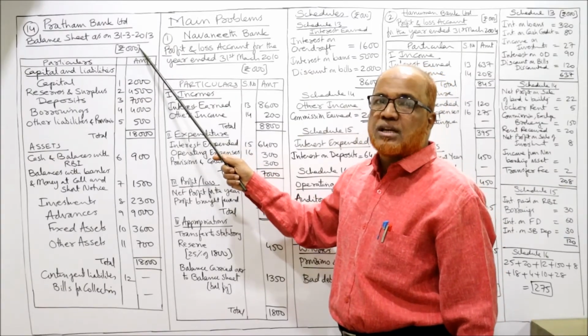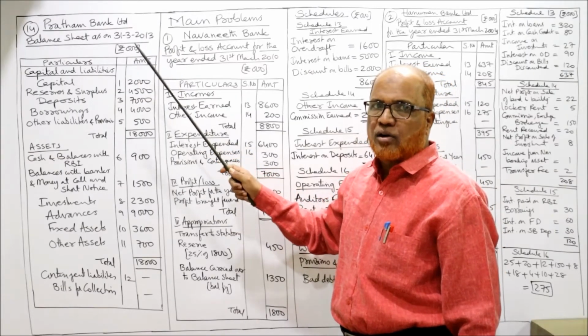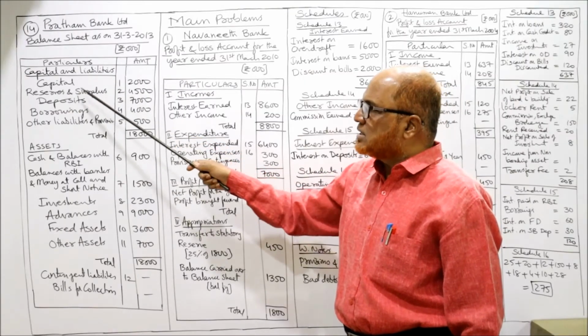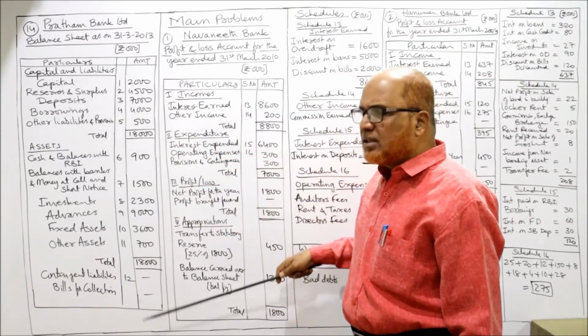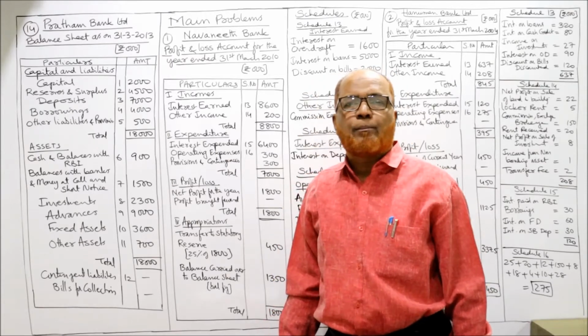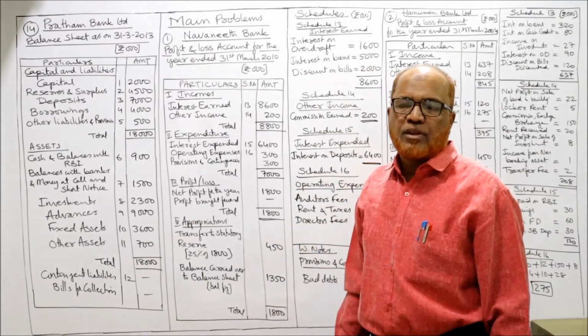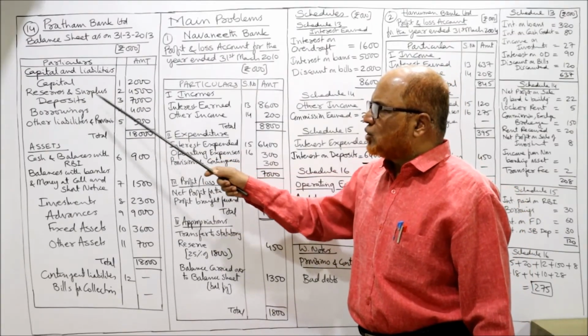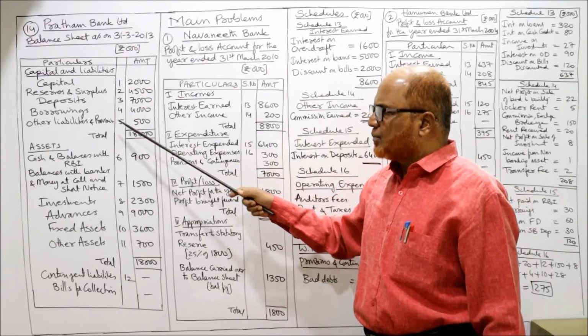Rupees in thousands, the 3 zeros we are ignoring. We are not writing 3 zeros. Now, capital and liabilities: capital 1, reserves and surplus 2. Before taking all these amounts, first of all, you should draw the blank balance sheet. The format we already know. So, capital 1, reserves and surplus 2, deposits 3, borrowings 4, other liabilities and provisions 5.